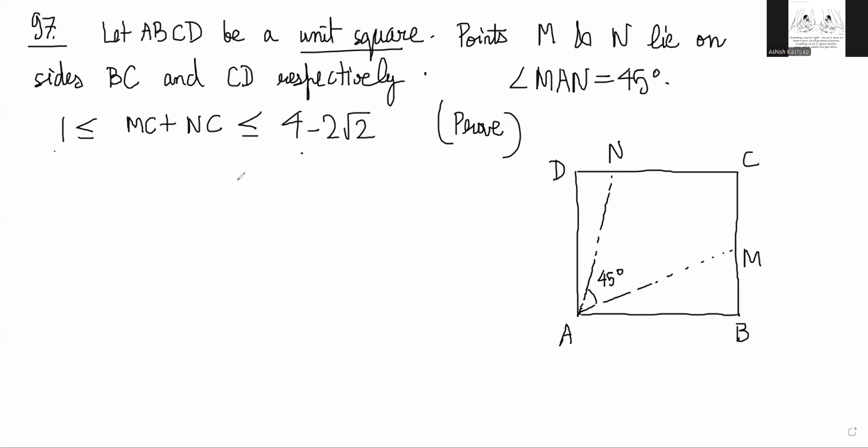Okay. So first of all, here you should realize that this angle and this angle are unknown, but they add up to 45, not 90. So if you call this X and this Y, X plus Y is equal to 45 degrees. Okay. So fine.